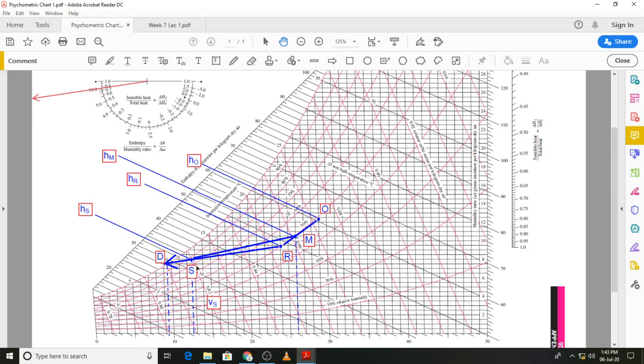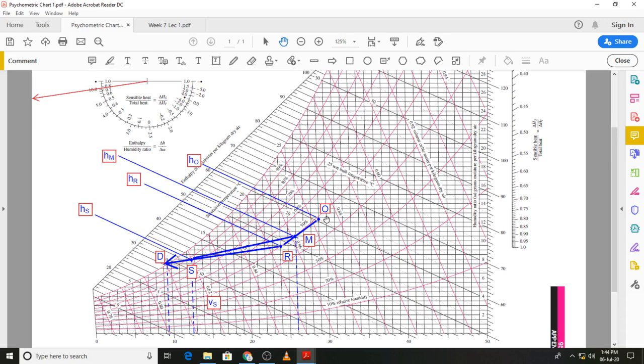Once we have state S, we can find out its specific enthalpy and the specific volume. You can see I have marked those over here. This is the specific volume line of 0.82 meter cube per kilogram dry air. Okay. Then we now have states S, R and O. The next state that we need to obtain is state M, and we know that state M will lie on the line OR.